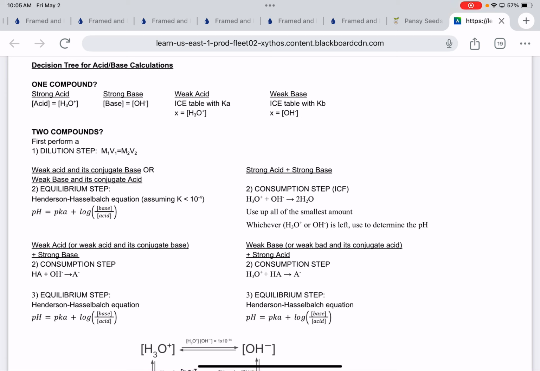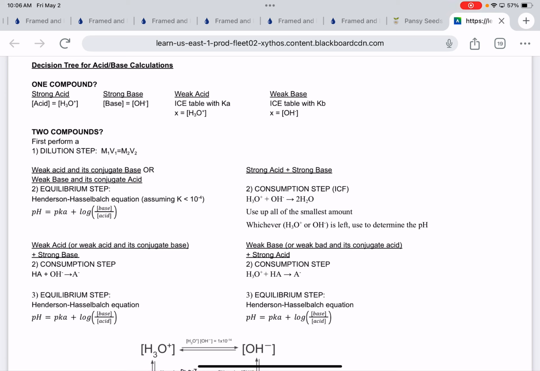Here is the easy way to think about it for these two compound ones. If you have only weak stuff, so to start, you always have to do a dilution. Two compounds, you always got to do a dilution. That one is for sure. If you only have weak stuff, then you skip a consumption step, you just do equilibrium. So weak stuff needs an equilibrium. Strong stuff needs a consumption. So if you have just strong, you just do consumption steps. If you have just weak, you just do equilibrium. If you have a combination of the two, then you have to do both.